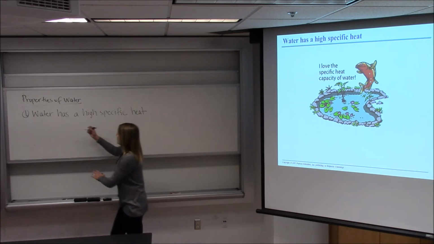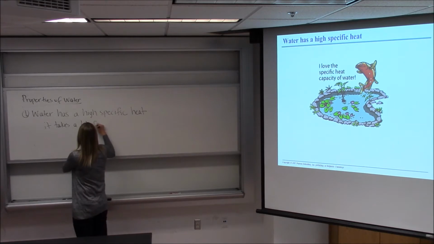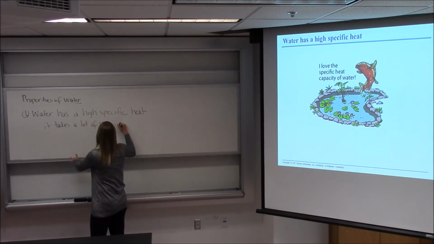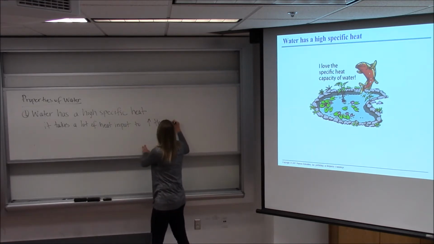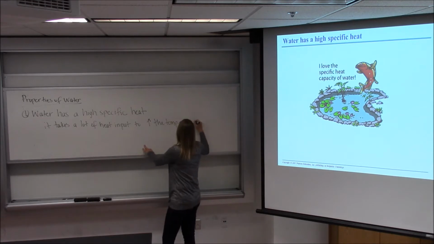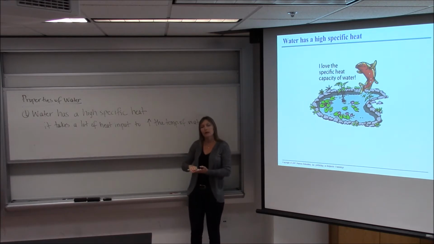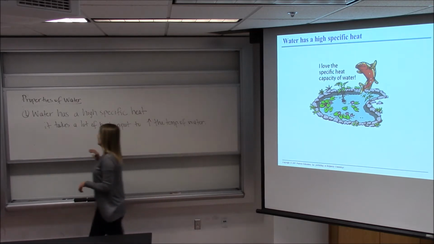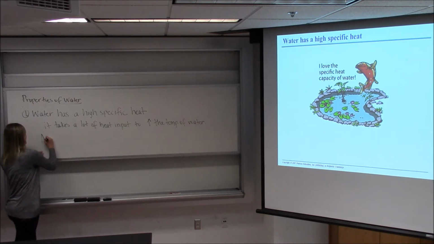So this is saying it takes a lot of heat input to increase the temperature of water. Conversely, water can lose a lot of heat before it decreases in temperature. So it takes a lot of heat input to get the temperature to go up, and it can lose a lot of heat before the temperature goes down. In other words, water moderates temperature change.